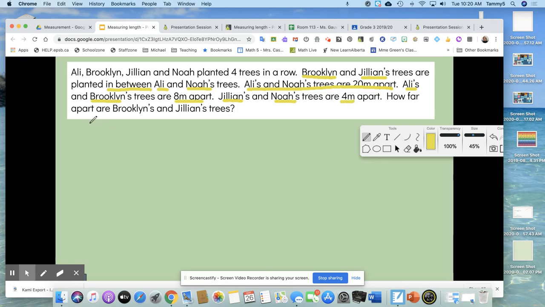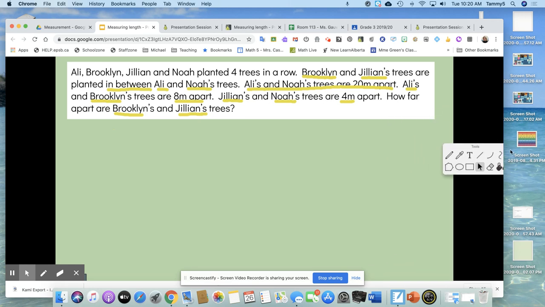So we need to figure out how far apart are Brooklyn's and Jillian's trees. Now, in this type of question, you're probably going to have to reread for a third time as you're drawing. Okay, so let's start with drawing out the trees. So we have 4 trees in a row. We know that Brooklyn and Jillian's trees are going to be in between Allie and Noah's. So they're going to be in the center.